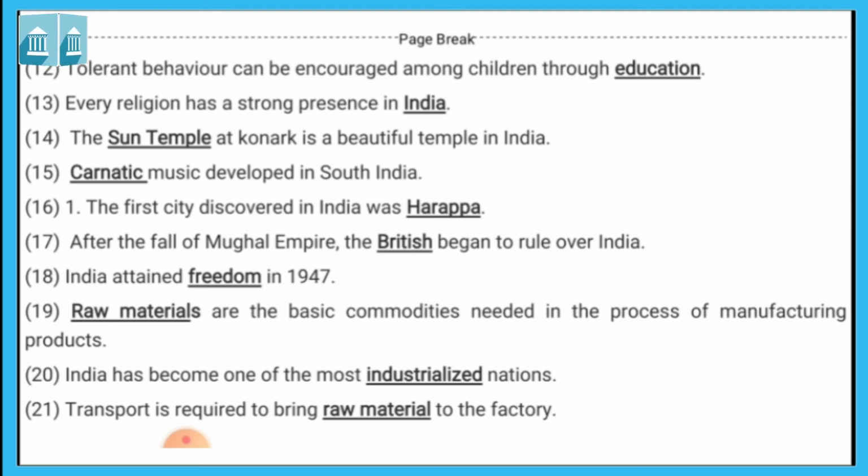18. India attained freedom in 1947. So the British began to rule over India, and in the year 1947 India attained freedom from British rule. When did we get freedom from British rule? 1947. That's why we celebrate our national festival Independence Day, 15 August 1947.